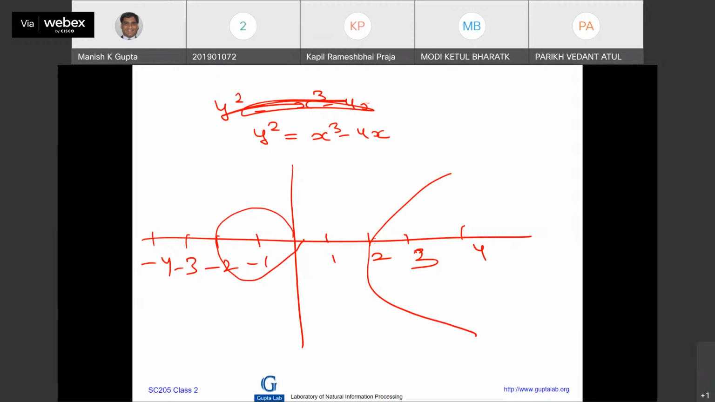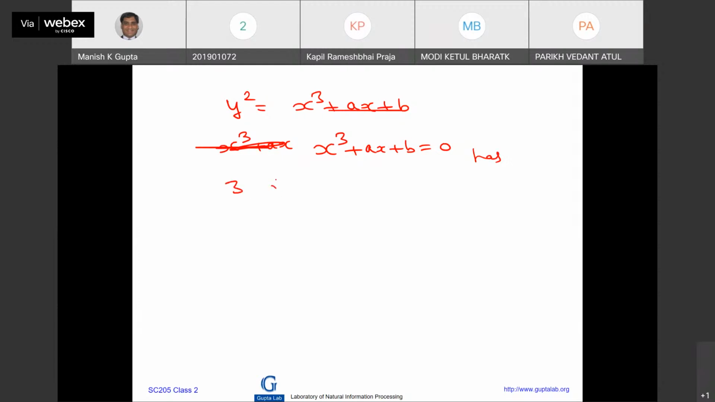Now the equation. As you know, our equation is y square is equal to x cube plus ax plus b. So this equation x cube plus ax plus b is equal to 0 has three distinct roots if and only if 4a cube plus 27b square is not equal to 0.